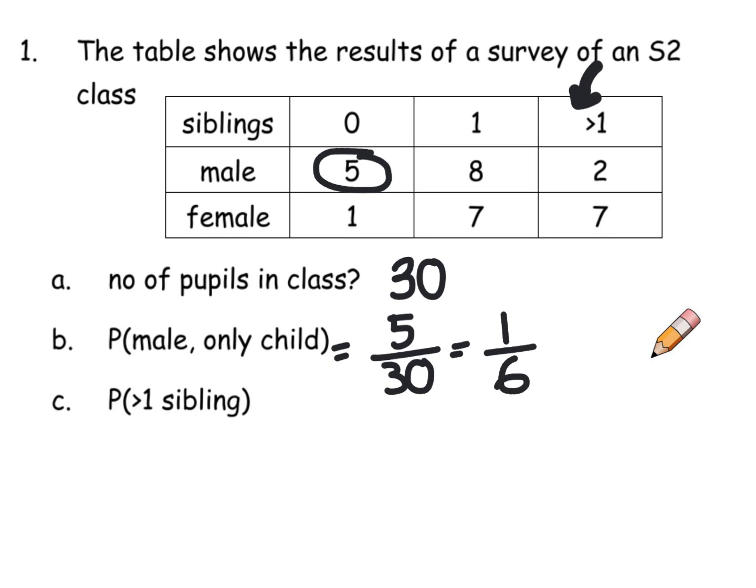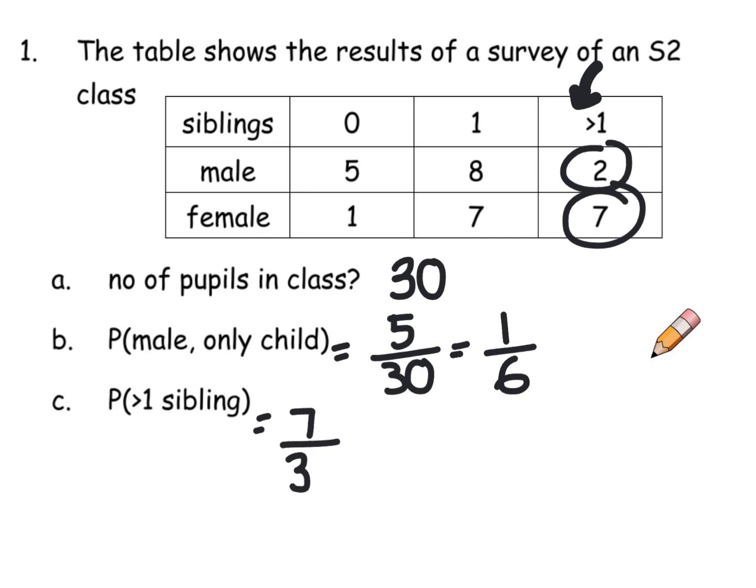Then for part C, it says, what is the probability of having more than one sibling? So what you do here is you go to the column that says more than one sibling. There were 2 boys and 2 girls that had more than one sibling. So that is a total of 7 people out of 30. No, it's a total of 9 people out of 30. And then 9 out of 30 simplifies using the 3 times table and goes down to 3 out of 10. So you have a 3 in 10 chance of having more than one sibling.